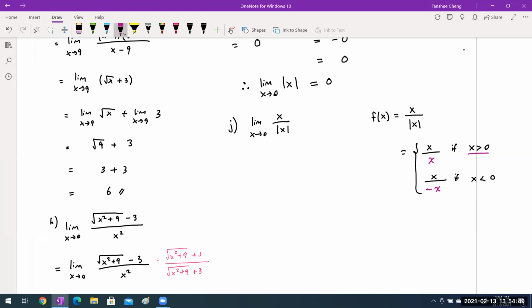For this particular case, the function is not defined at x equal to 0, because we don't know the meaning of 0 over 0. This is called an indeterminate form, which we haven't talked about yet.